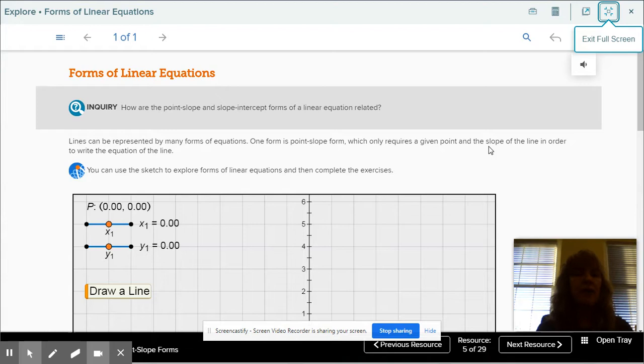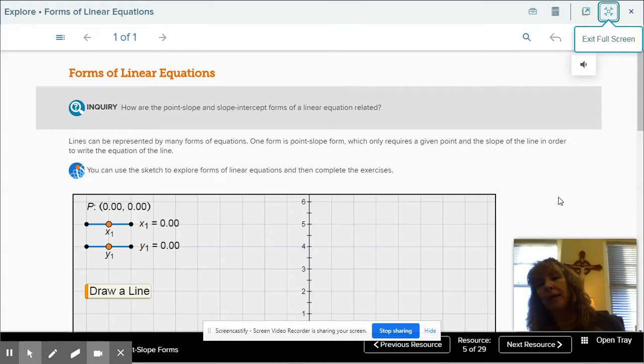So I want you guys to think about how the point slope and the slope intercept forms of line equations are related. Hopefully you notice that they both include the word slope, so you know you are determining slope. Lines can be represented in many forms of equations, and one form is point slope form, which only requires a given point and the slope of a line in order to write the equation. All you need is an ordered pair, and the slope. And I'm going to show you what I mean.